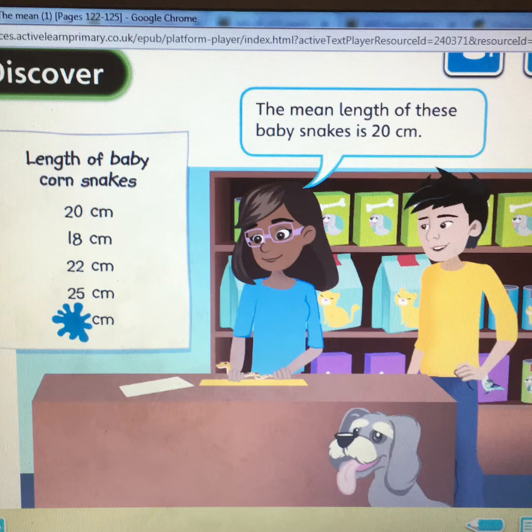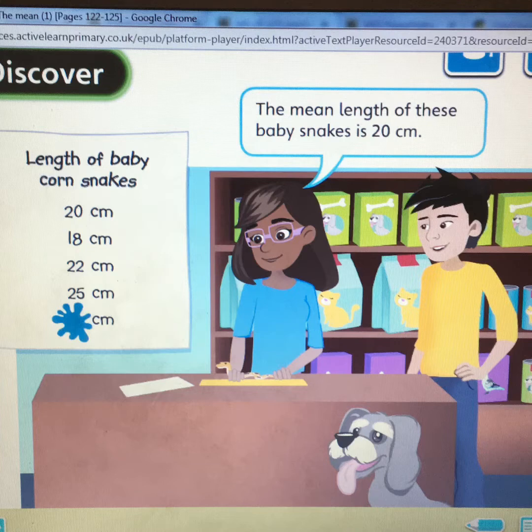So we're going to be looking at the length of baby corn snakes. And as you can see on the left hand side, it gives us some information about the different baby corn snakes. And then the lady in the pet shop is saying the mean length of these baby snakes is 20 centimetres. So today, it's all about problem solving. They've given us the mean length and they've given us some of the values, but there's a blue splodge covering up that last value. So what would that last value need to be to make the mean 20 centimetres?